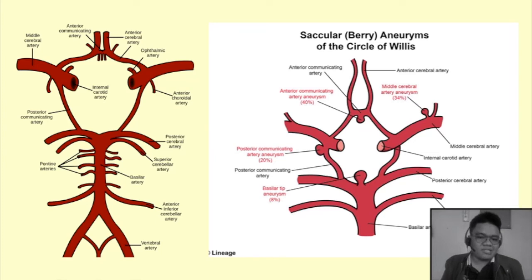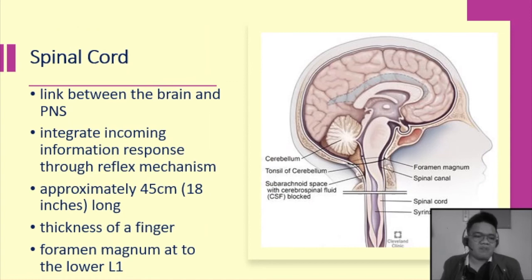So class, as you can see, there is anterior communicating artery aneurysm in 40% of cases. Then you have your middle cerebral artery aneurysm, around 34% of cases, and then basilar tip aneurysm at around 8% of cases. Meaning, if you look at these statistics, the most common type of aneurysm will be your anterior communicating artery aneurysm. What's the danger in this aneurysm? The aneurysm may possibly rupture, leading to brain hemorrhage. Cerebral hemorrhage, we call it. Again, because of the structure of the circle of Willis, it is at higher risk of having an aneurysm.